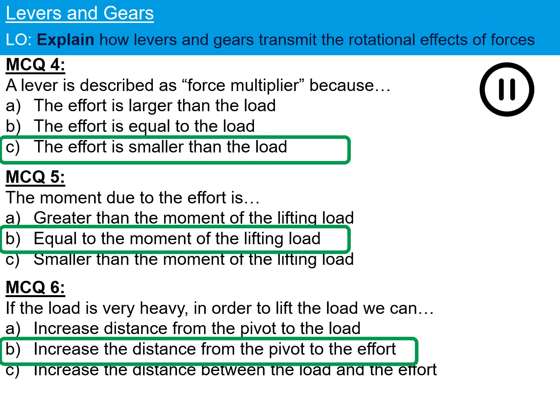The reason that A is wrong is that if we increase the distance from the pivot to the load, then we are going to need a much larger force to lift that load because we're creating a large moment.